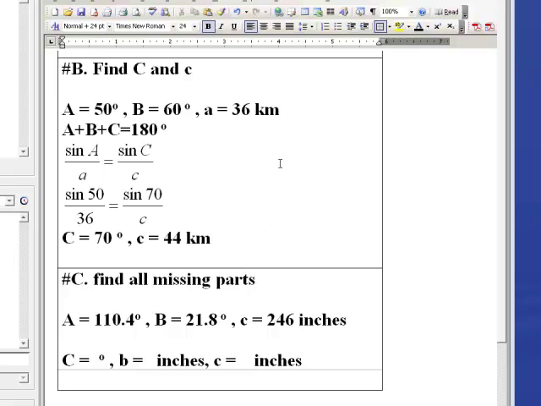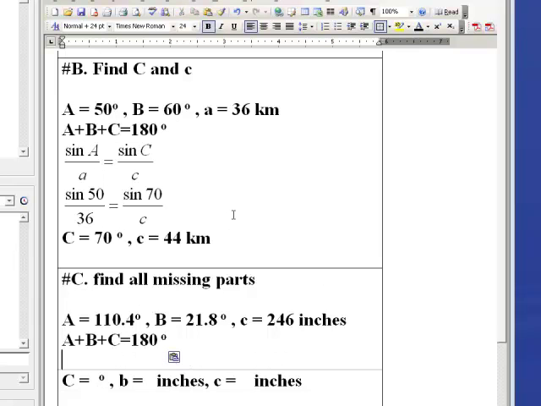And next one here, find all missing parts. So again, very straightforward, A plus B plus C equals 180 degrees. So C will come out to, let's see, A plus B is 110.4 plus 21.8 equals 132.2, subtract that from 180, comes out to 47.8 degrees.